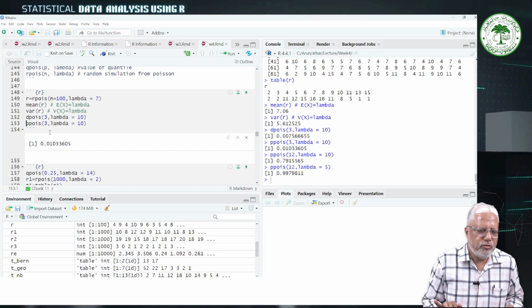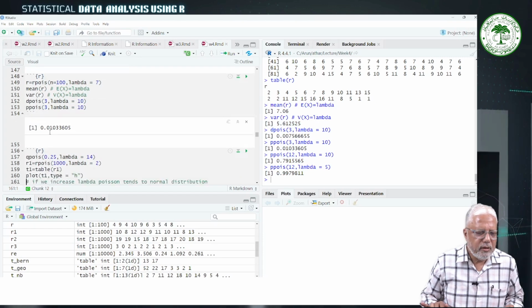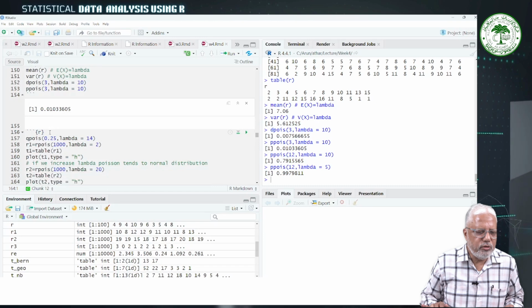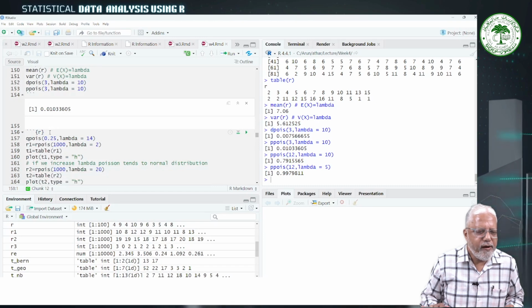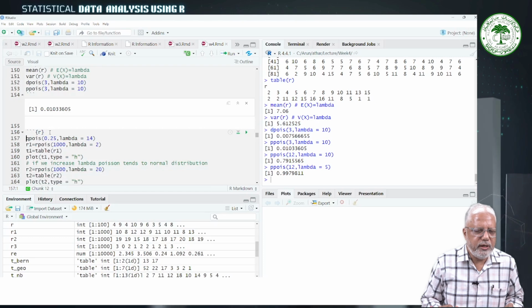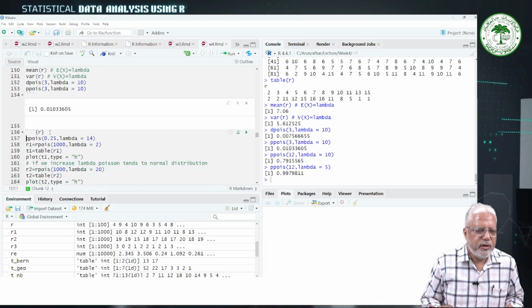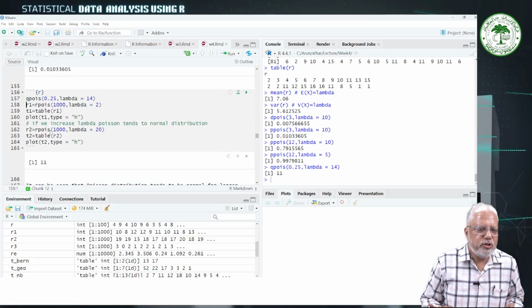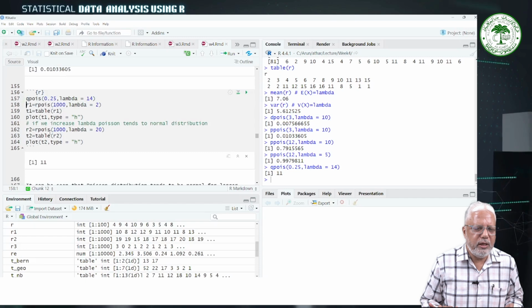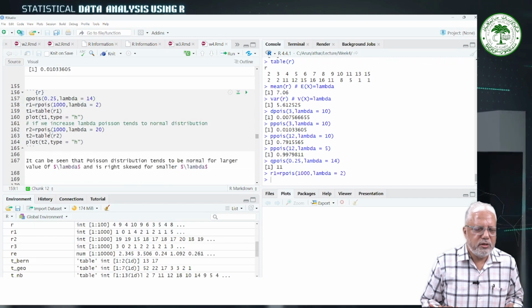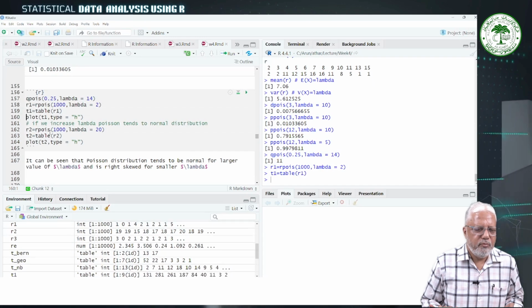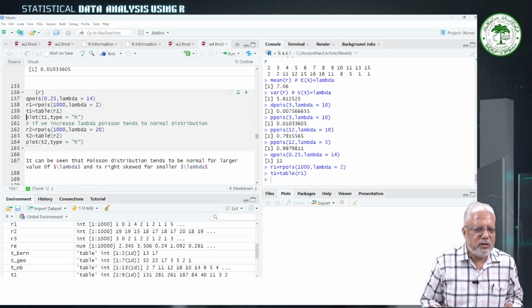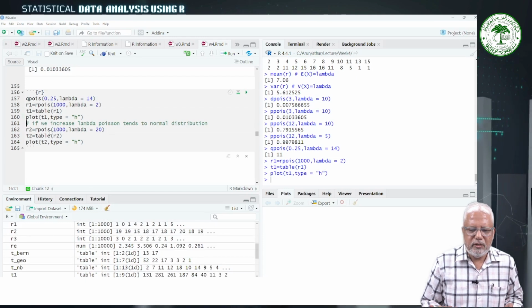See, ppois with lambda equal to 10. Here lambda is equal to 4. qpois, the quantile of Poisson, with 0.25 and lambda equal to 14. It is this. If we simulate with rpois 1000 observations with lambda equal to 2, see, lambda is 2, not large. Table. But if we plot this distribution, see what we are getting.